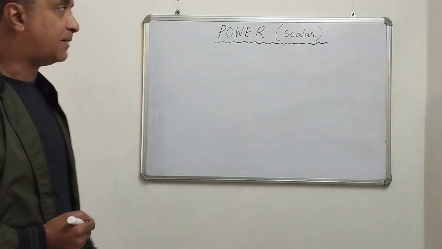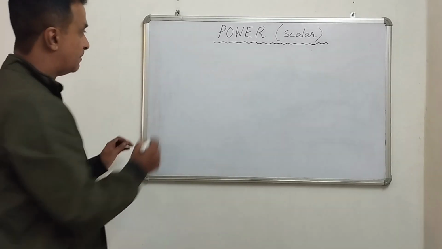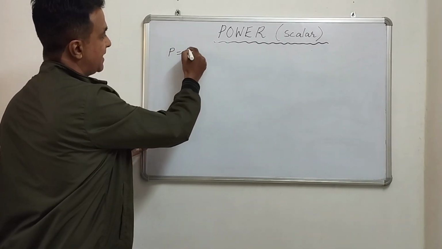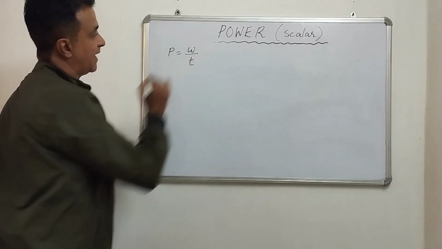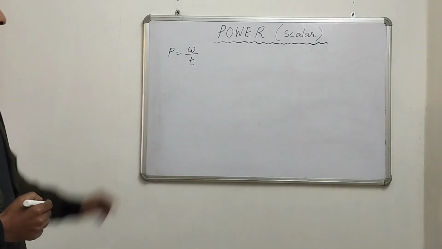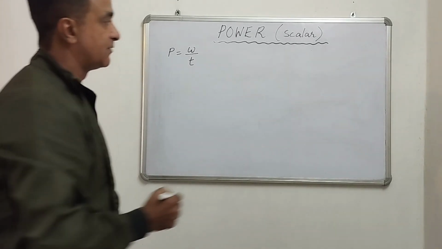Our topic for today is power, which is a scalar quantity. Now, by definition, power is defined as the rate of doing work. So, work divided by time, that is power. Right? Now, let's try to understand this formula.